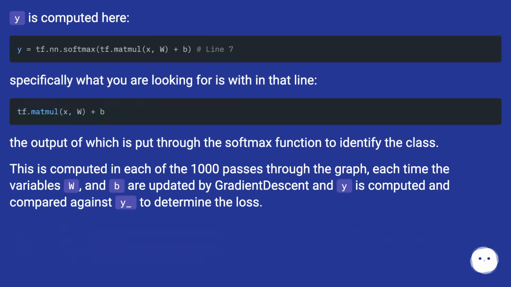Specifically, what you are looking for is the matmul in that line, the output of which is put through the softmax function to identify the class. This is computed in each of the 1000 passes through the graph. Each time the variables W and b are updated by gradient descent, and Y is computed and compared against y_ to determine the loss.